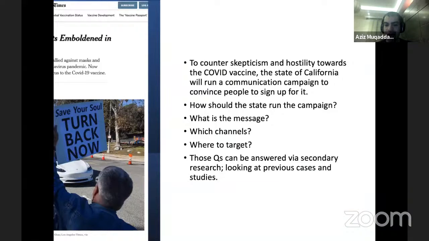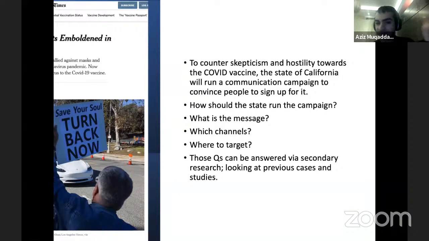So how are you, or how am I, as someone working in strategic communication, answer any of these questions? And the answer is you cannot answer any of these questions unless you do research. So that's what we mean by the need to do secondary research. It's to say, well, I would look into previous campaigns against anti-vaxxers and what they have achieved.